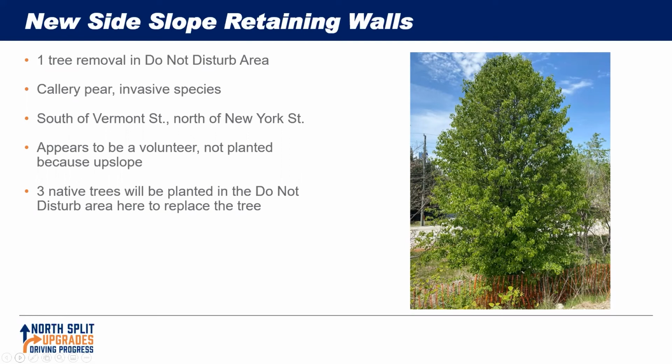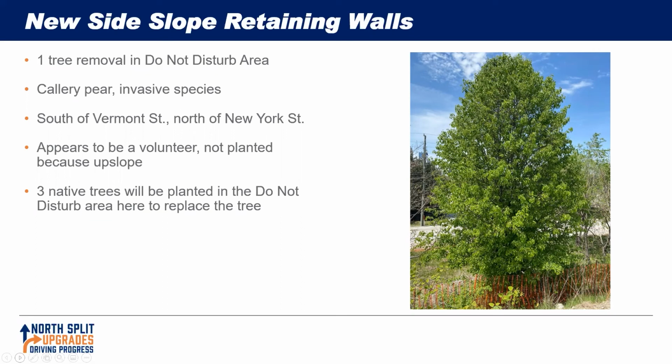This is up on the slope closer to the interstate and potentially causes issues anyway as the tree continues to grow. I mentioned earlier, there's a 20-foot buffer. That's the requirement that we have. We can't plant trees within 20 feet of the interstate because branches can grow up and cause a safety issue. This tree is between Vermont Street and New York Street. Kia, do you recall, is it on the east or the west side? It's on the west side. It's near the do not disturb area, which is on the west side.